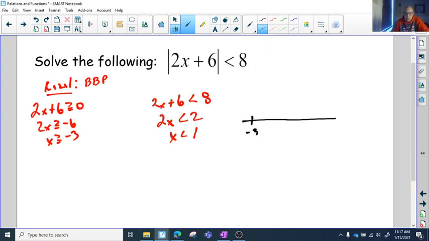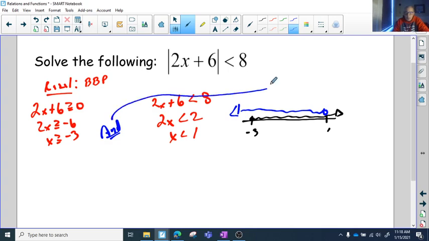Imagine you had negative 3 here, and then you had 1 here. Well, all the numbers that are bigger than or equal to negative 3 would be represented by that set of numbers. All the numbers that are less than 1 would be all the numbers represented by that set. Well, what we're trying to figure out are all the numbers that work here and also here. Well, the word "and" when you're talking about sets of numbers, it leads to what we call an intersection of sets.